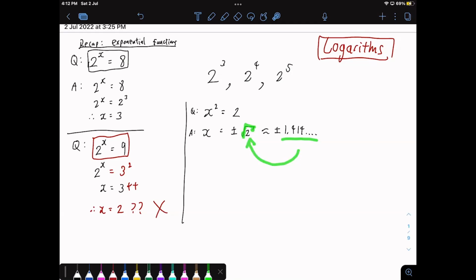We come up with a new notation so that we can have the precise exact value. Does this make sense to you? Yeah. Okay, good. You can accept the square root. Then logarithms will also be easily understood.